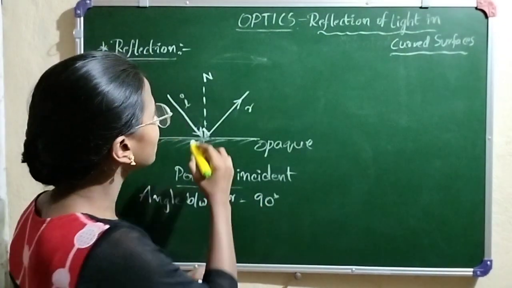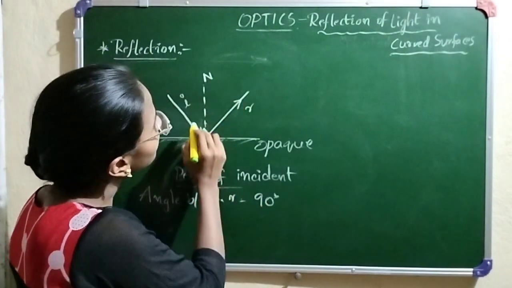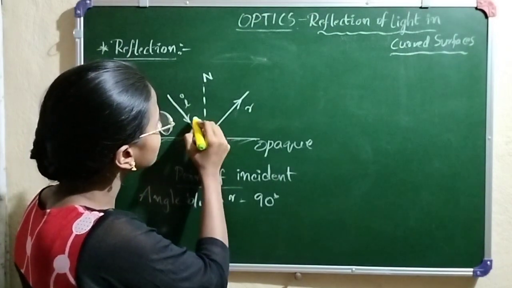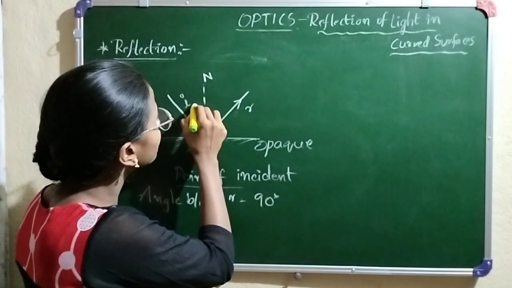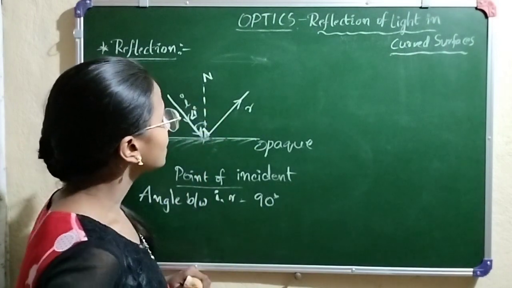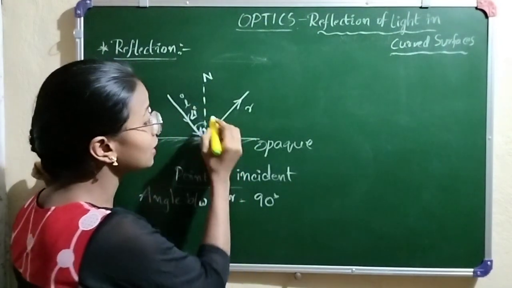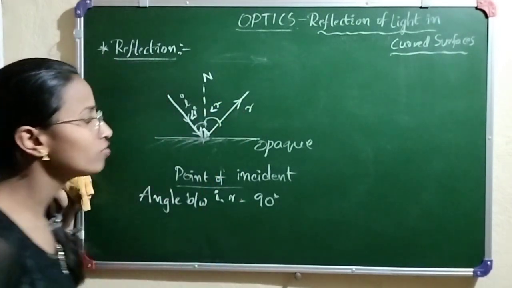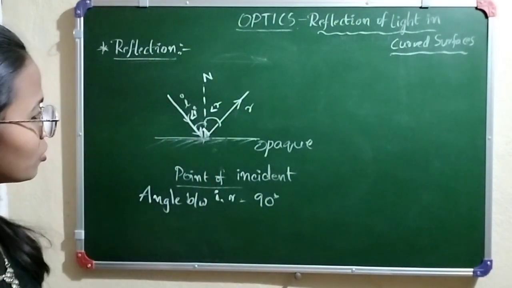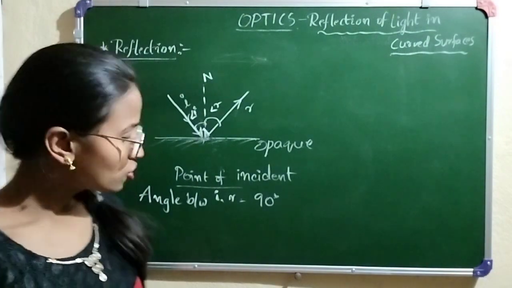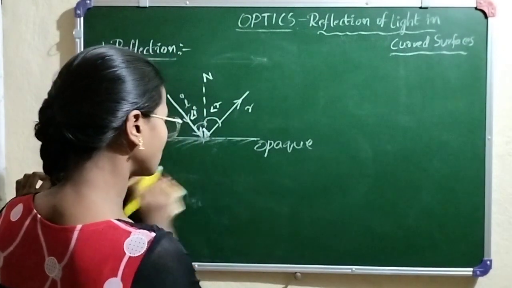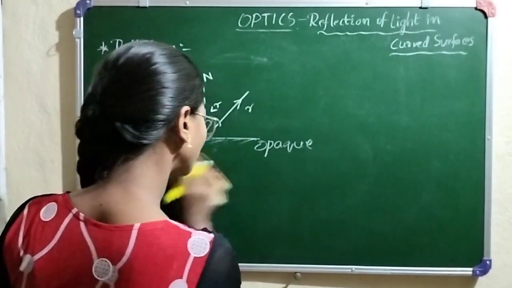Before that, we have to know that this incident ray makes an angle with the normal, called the angle of incidence, angle i. Again, the reflected ray makes an angle with the normal, called the angle of reflection, angle r. This is about the reflection of light. Based on this, there are two laws of reflection.